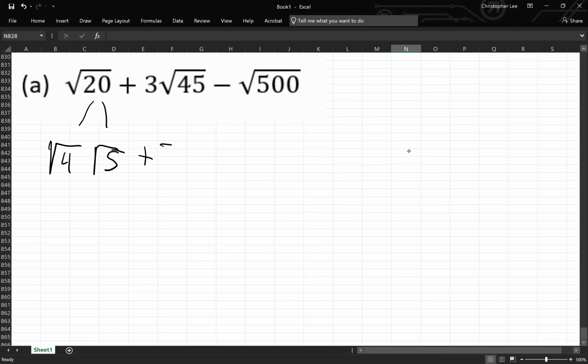Plus, I have my 3. What's the largest perfect square that goes into 45? 9 and 5, right? So square root 9, square root 5. All right, a little bit harder. What's the largest perfect square that goes into square root 500? 100 times 5. Very good.